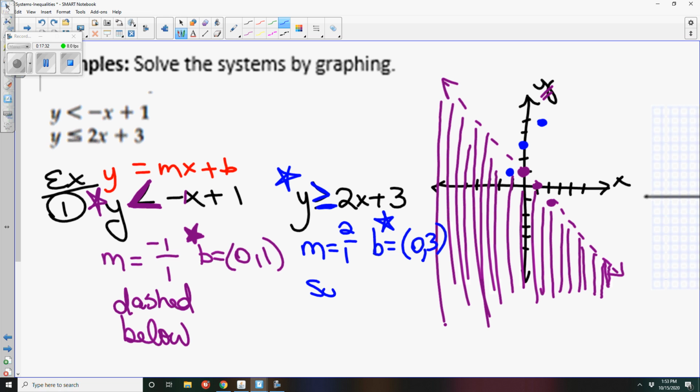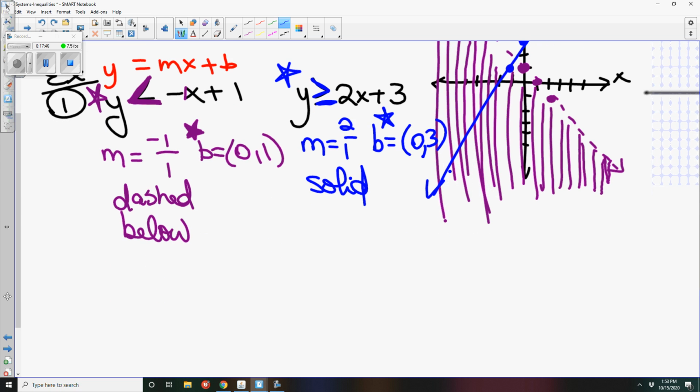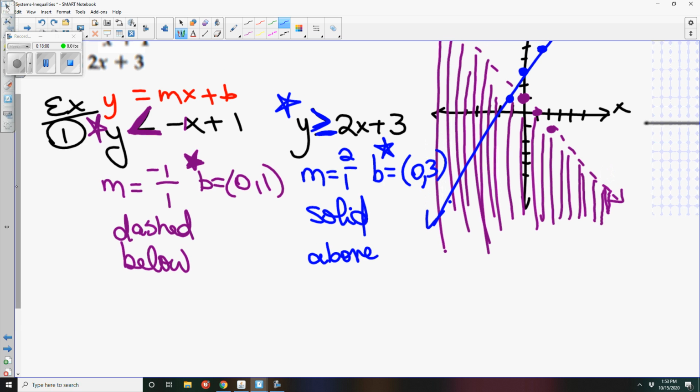Make a solid line. Either way, it's going to be a solid line. And now, if we use the greater than symbol, where are we going to shade? Above. We always want to go above or below. So where it's the y-axis, it means it's going to be up.